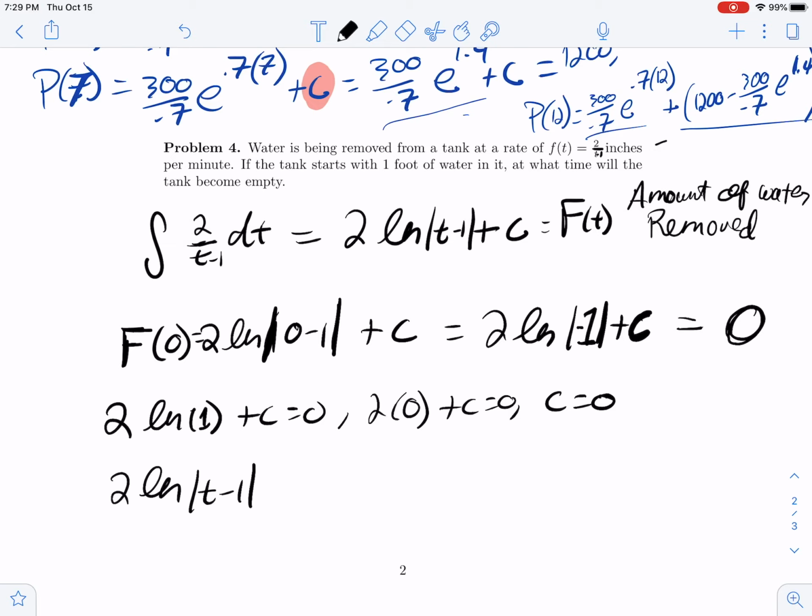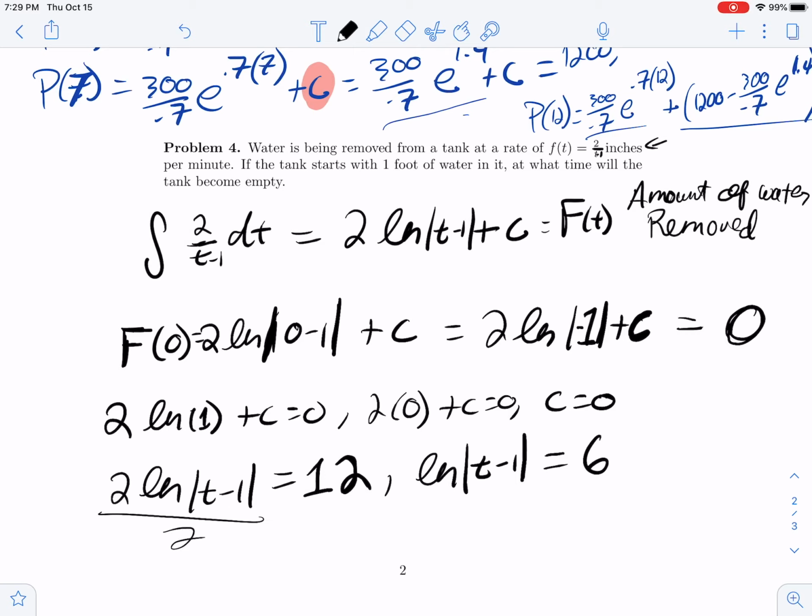Now we have to notice our rate is in inches. So this is going to have to equal not 1, but 12. It needs to be in inches. So I need to know when this is 12. So this is when ln absolute value of t minus 1 is equal to 6. Divide both sides by 2.